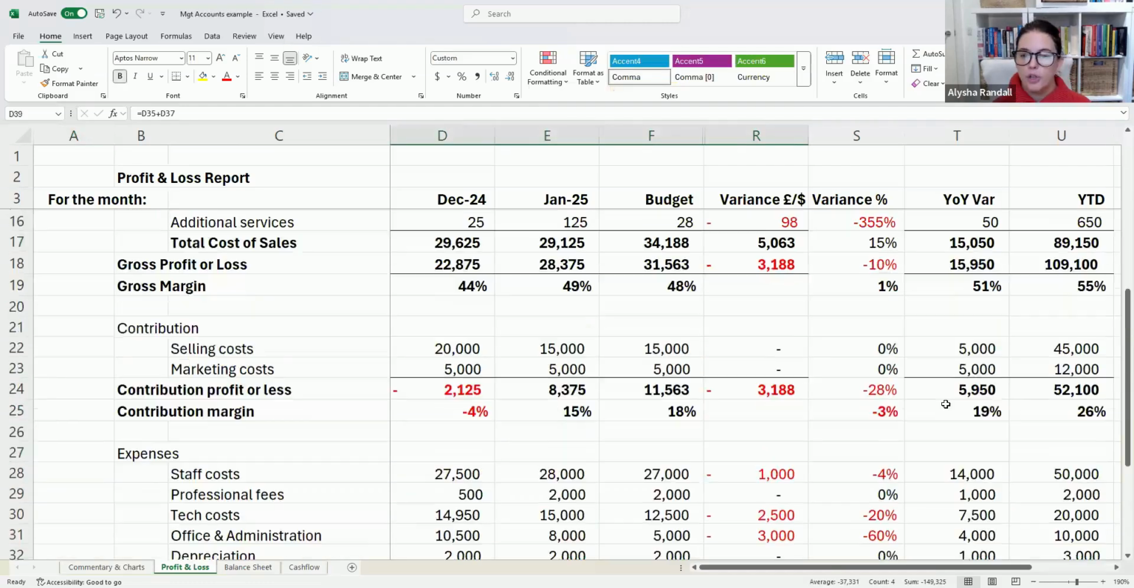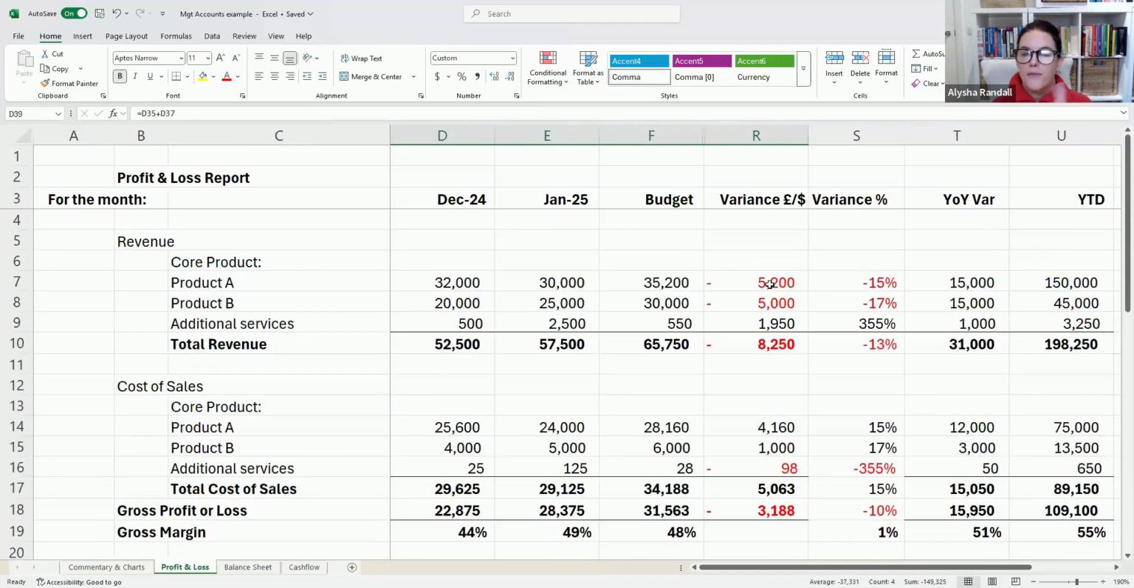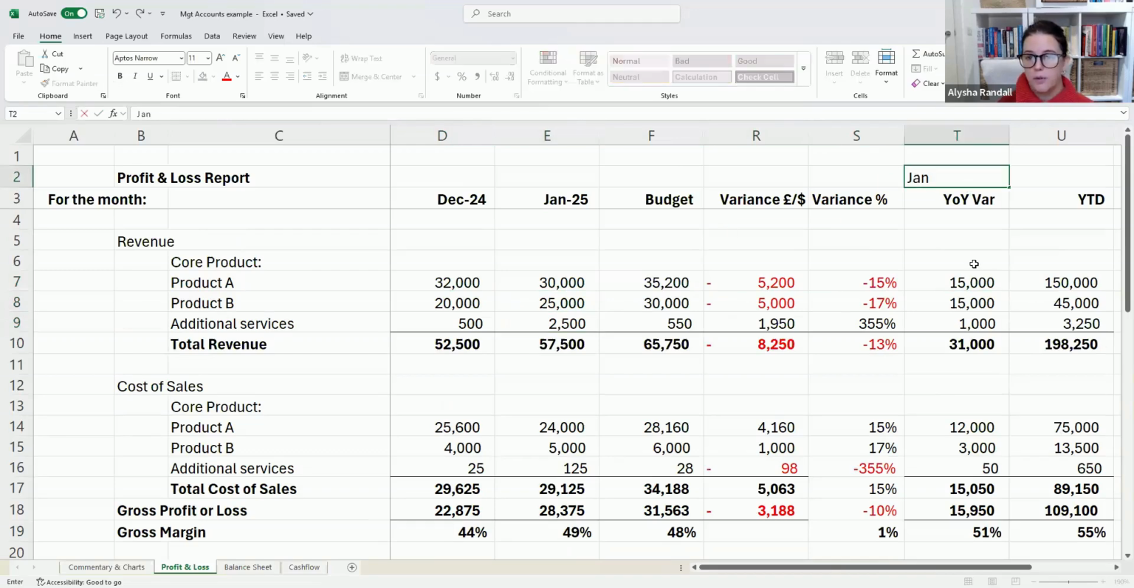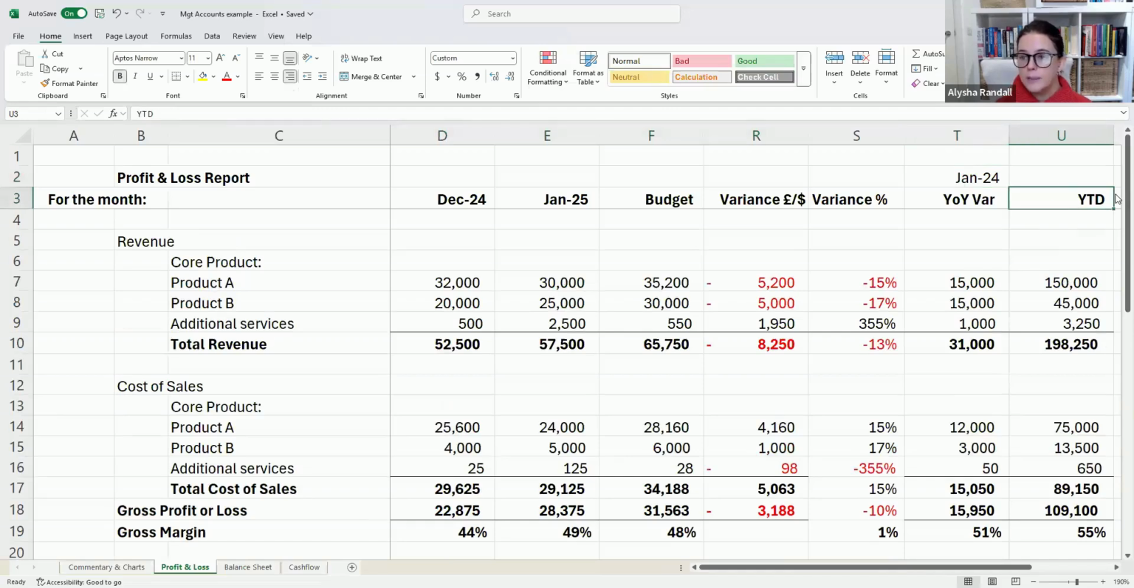So that's your P&L. So you're looking for the variances to budget. You're looking for both numbers and percentages, which give you a good indicator of whether it's material or not. You're looking at how it went from month to month, and you're looking at how it's performing year on year. In this instance, this would be January 2024. And then you're looking at year to date versus budget. I haven't put this in because the screen's too small, but ideally you'd have year to date versus budget, so you know whether you're going to hit budget or not.